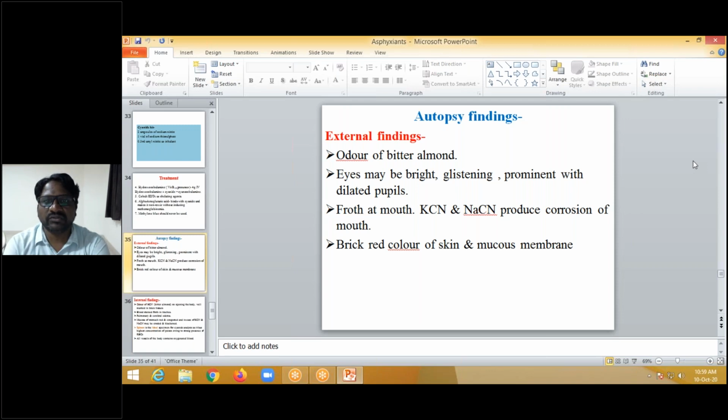Froth at the mouth may appear, and potassium cyanide and sodium cyanide produce corrosion of the mouth if the person has ingested them. Next, brick red color of the skin and mucous membrane will be there. In case of cyanide it is brick red, whereas carbon monoxide gives a bright red or pink color.